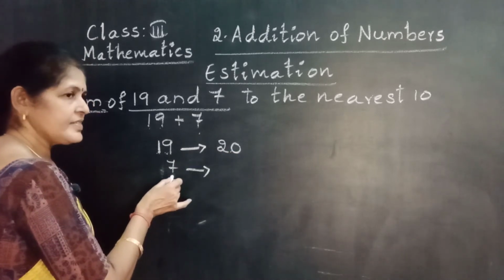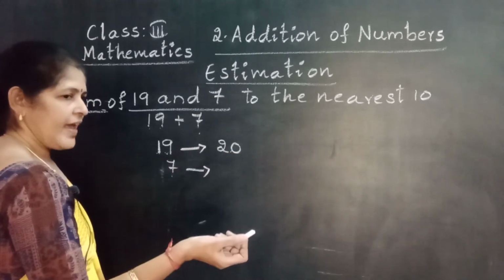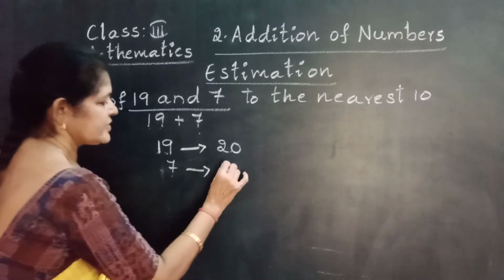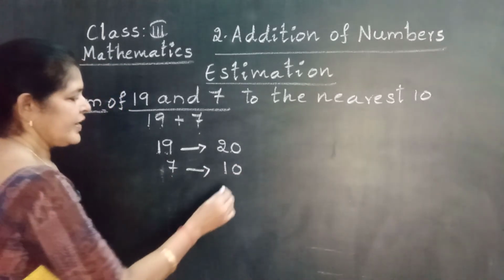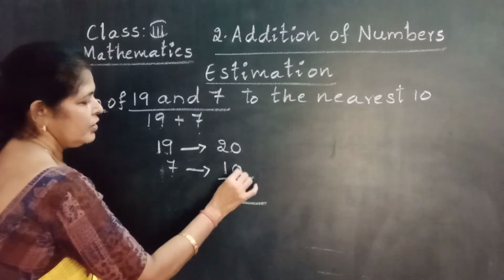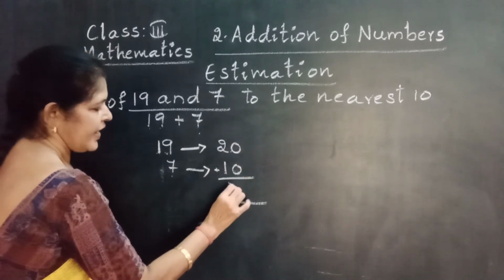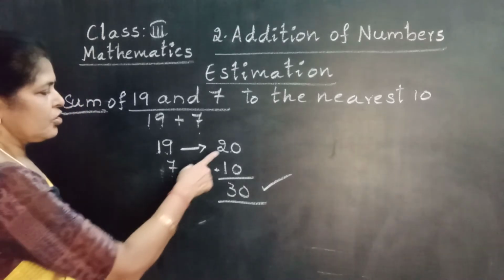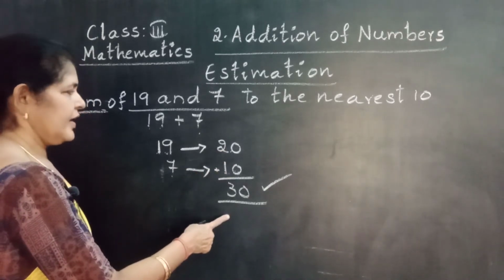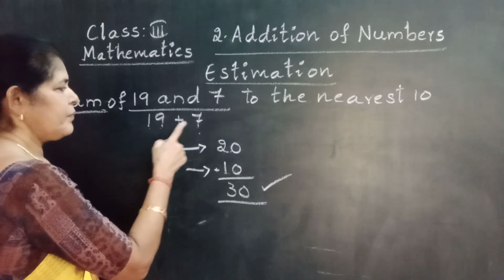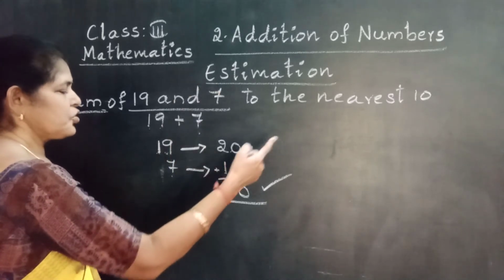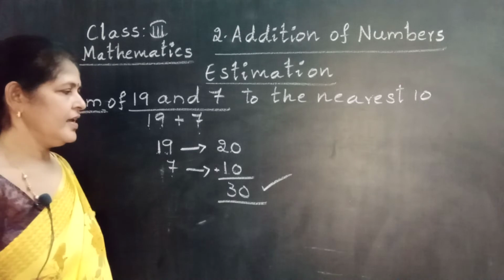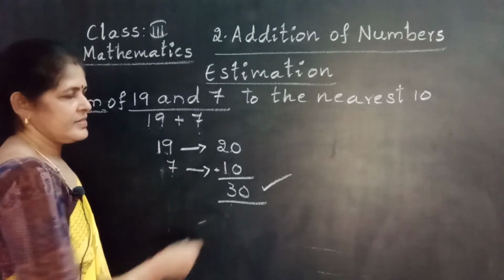Now the second number is 7. 7 is greater than 5. That means 7 is nearer to 10. Estimated sum is 20 plus 10, 30. That means 19 plus 7 is nearest to the tens, which means 30. This is the estimated sum.